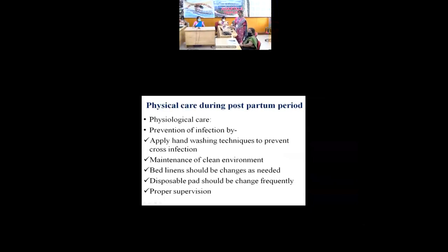Those of us who are present in the clinical field, due to some unavoidable situations, are not maintaining it. So this is the most important part to prevent cross infection, by proper hand washing. So I'm showing simply the 6 steps of hand washing.